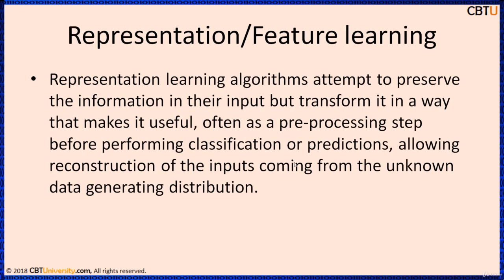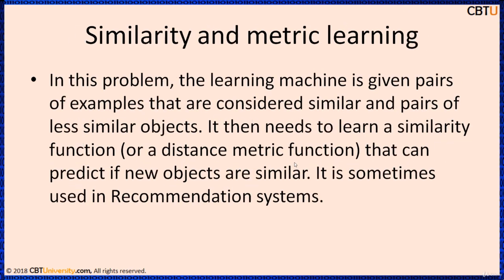Feature learning or representation learning is a set of techniques that allow a system to automatically discover the representations needed for feature detection or classification of raw data. This replaces manual feature engineering and allows a machine to both learn the features and use them to perform a specific task. In this model, the learning machine is given pairs of examples that are considered similar and pairs of less similar objects. It then needs to learn a similarity function that can predict if new objects are similar. It is sometimes used in recommendation systems.